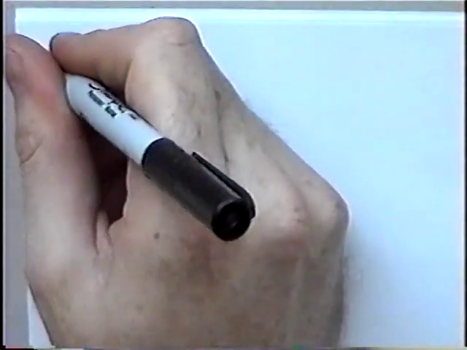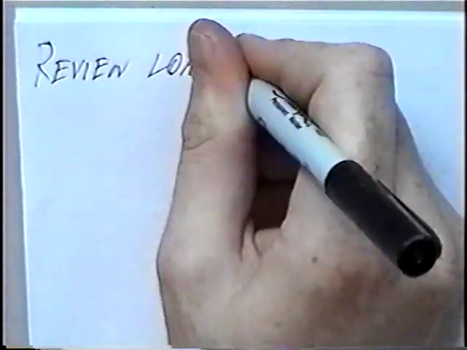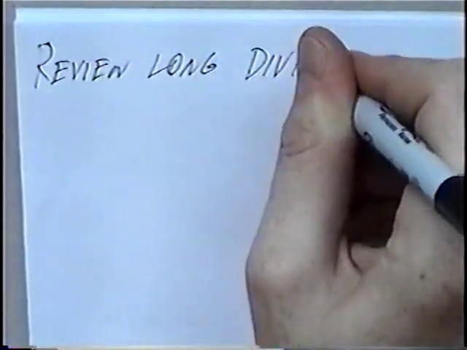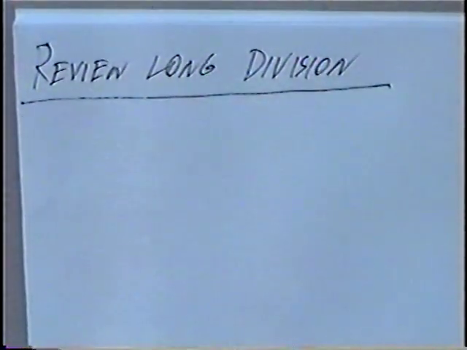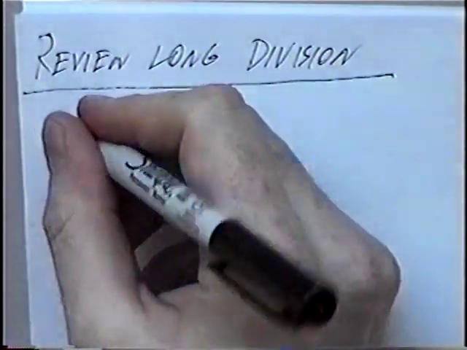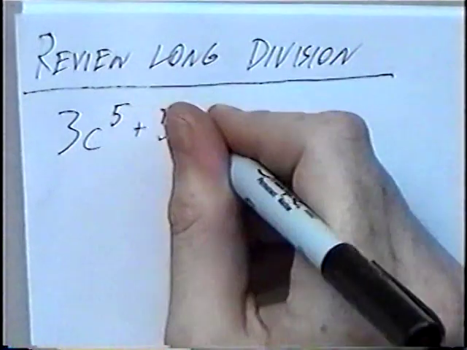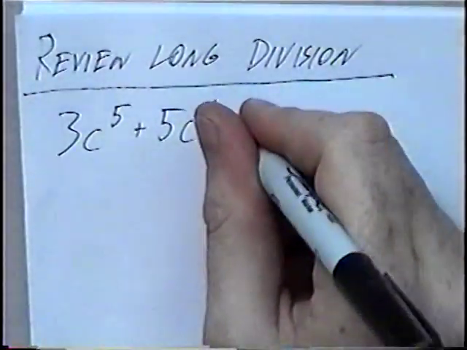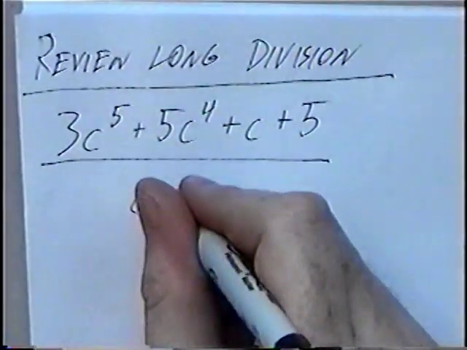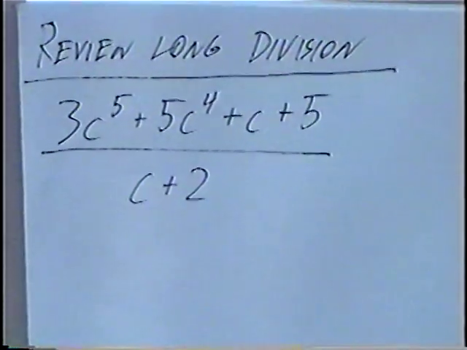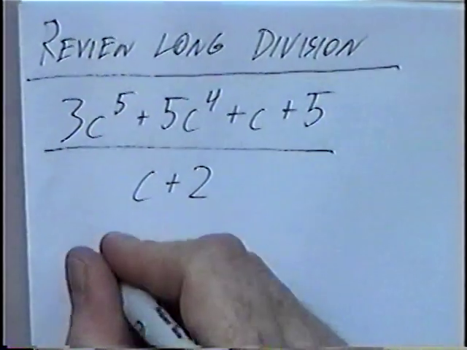Title of the first section today is Review Long Division. In this section, we'll review how to use long division for polynomials. First question, 3c to the 5th plus 5c to the 4th plus c plus 5, all over c plus 2. Again, we can use long division to divide polynomials to solve the question.